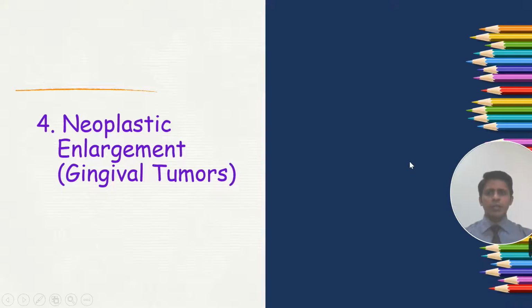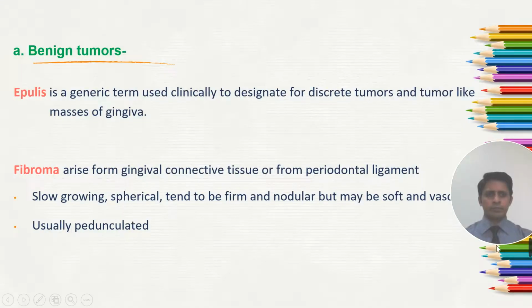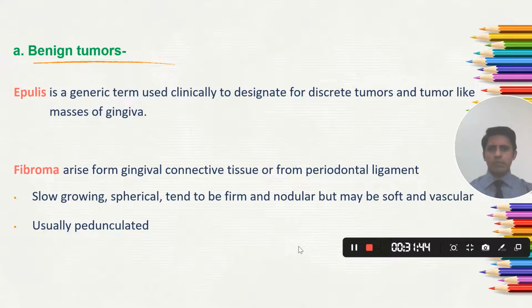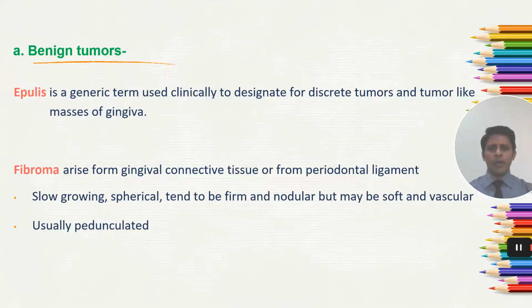Now we will see the neoplastic gingival enlargement or gingival tumors. Gingival tumors are basically of two types, benign tumors or malignant tumors. Benign tumors are generally papilloma, fibroma, etc. First, we will see what is epulis. The term epulis is a generic term used clinically to designate discrete tumor and tumor-like masses of the gingiva. So, first we will see fibroma.